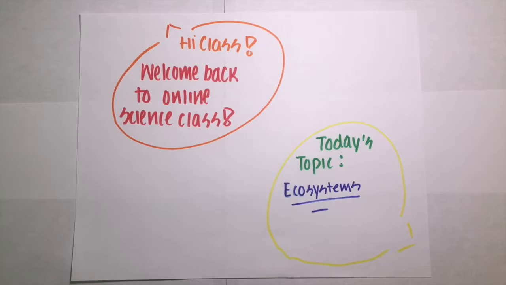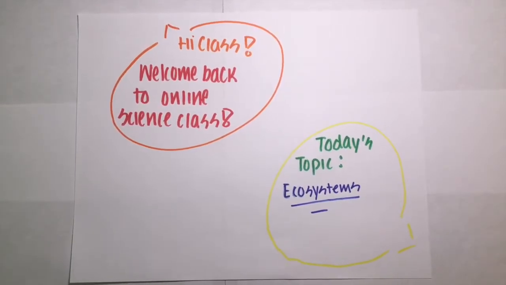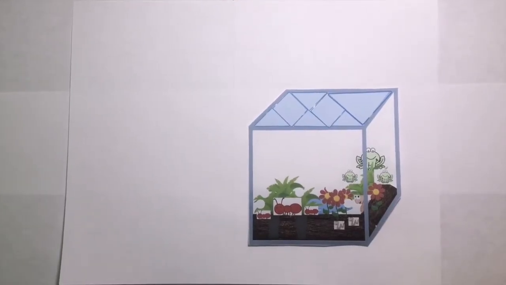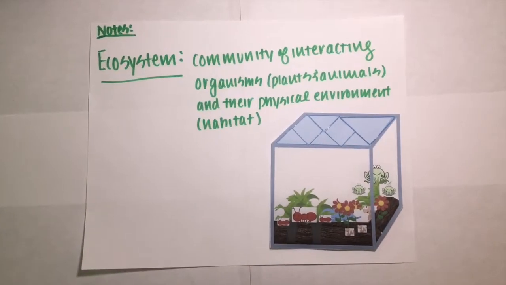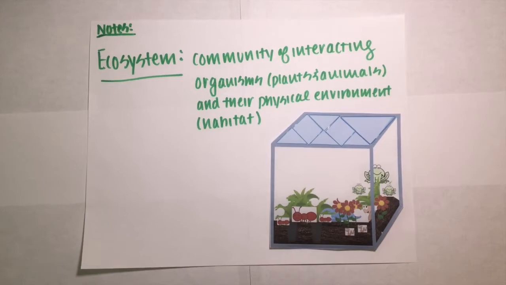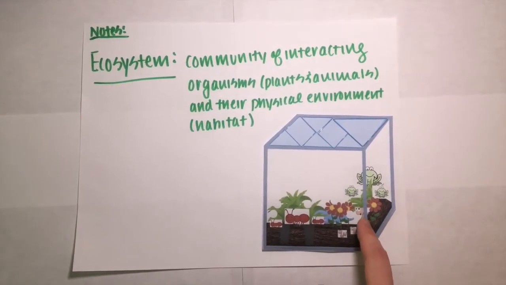Today I'm going to introduce you to ecosystems. We sort of touched upon this in the biodiversity video when we looked at a terrarium. The terrarium is like a mini ecosystem, so let's dive more into what this word actually means. Ecosystem is a community of interacting organisms such as plants and animals and their physical environment, like their habitat.